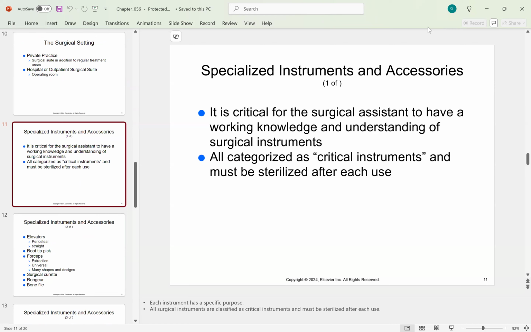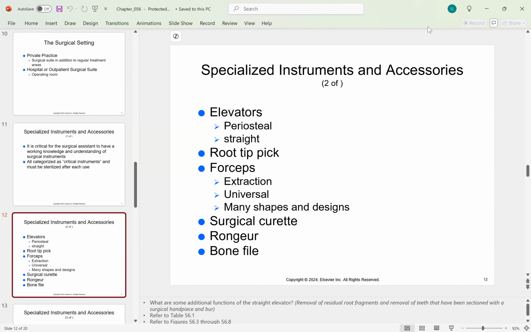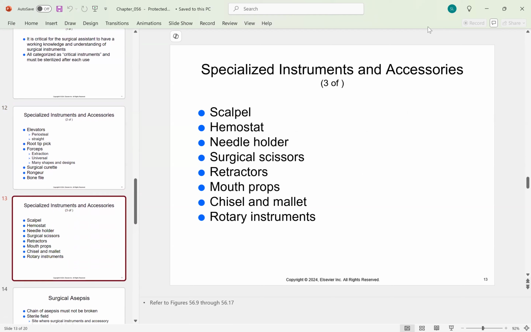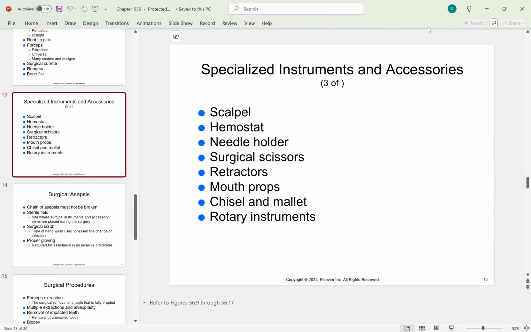For instruments, it's critical for the surgical assistant to have a working knowledge and understanding of surgical instruments. All are categorized as critical and must be sterilized after each use. We have our elevators, our root tip picks, forceps, surgical curettes, rongeurs, bone file. Some other instruments and accessories include the scalpel, hemostat, needle holders, surgical scissors, retractors, mouth props, chisel and mallet, and rotary instruments.